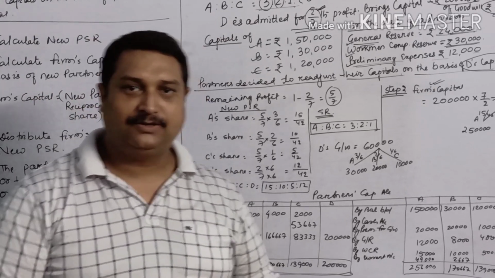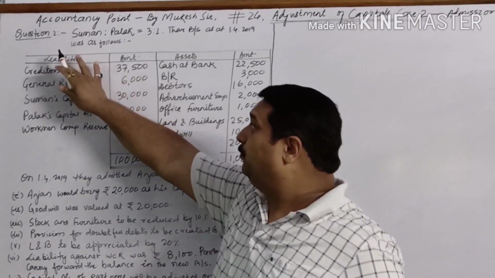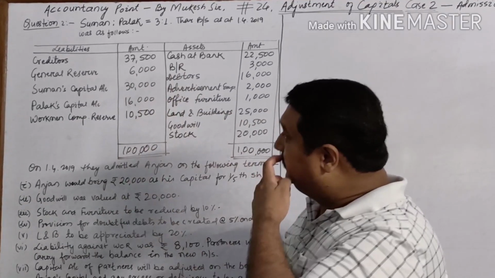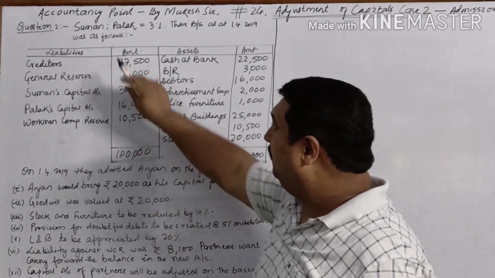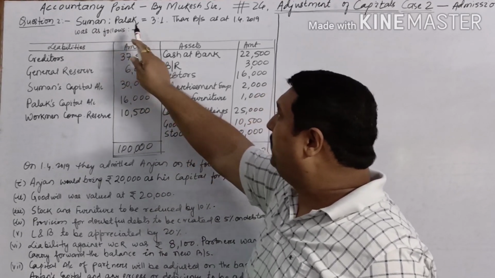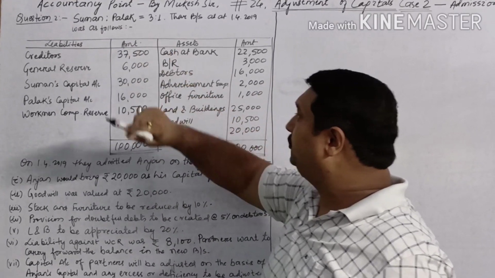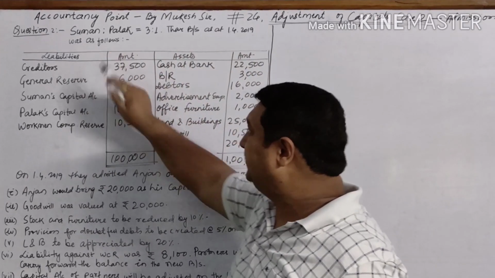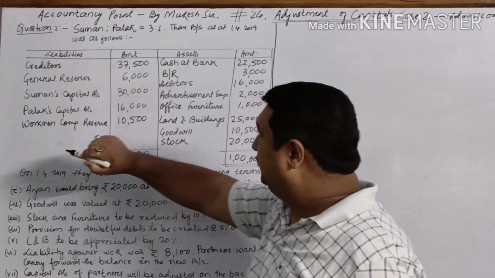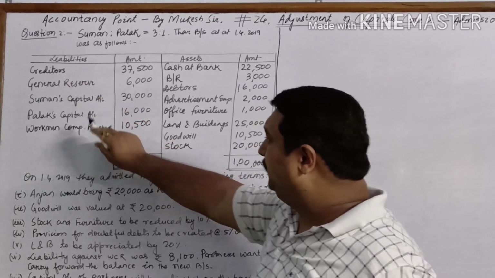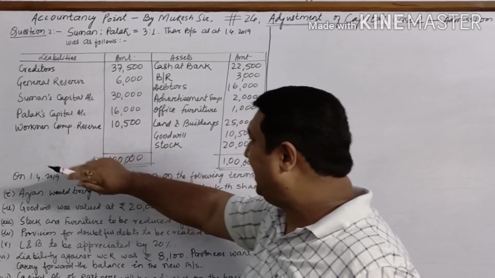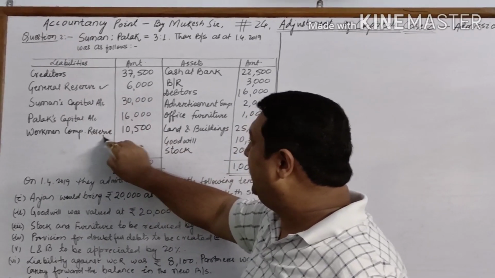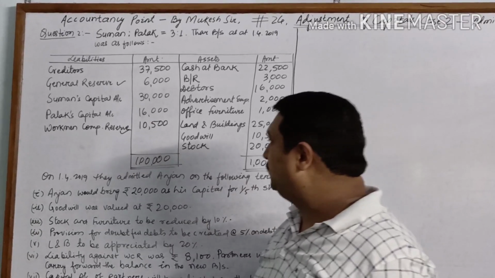Now we'll see a complete question. This is a question which I have taken in order to understand the concept of adjustment of capital in detail. There are two partners, Suman and Palak, who are sharing profits in the ratio 3:2. Their balance sheet as at 1st April 2019 was as follows. You have creditors, you have general reserve, you have Suman's capital, you have Palak's capital, and there is workmen compensation reserve. So these are the two items which are to be distributed.